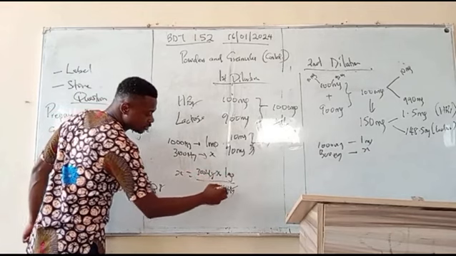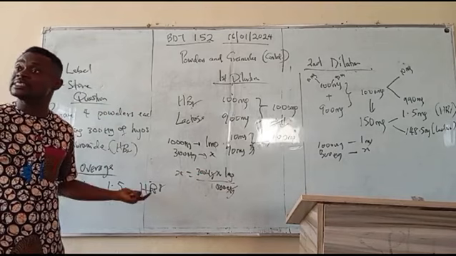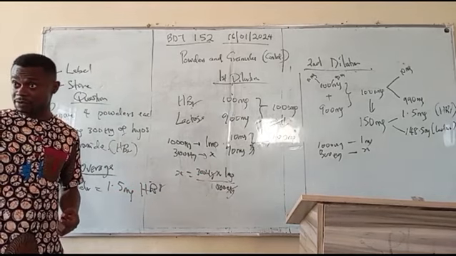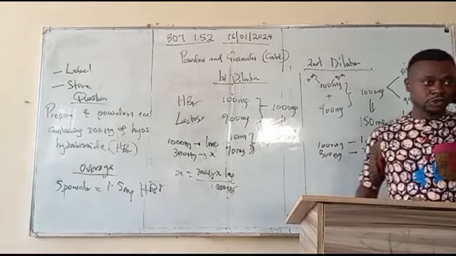This 20 will cancel this 20. 3 over 10 is what? 0.3. So that's how it's 0.3 milligram. You see okay now? Are you good now? So that's why we are here. We are here so that we can be good.